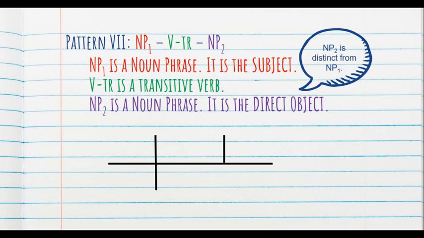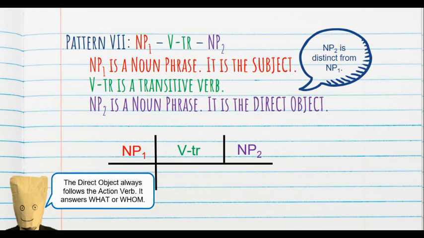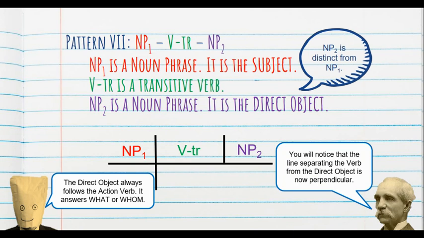So when we build these, we have a place for our subject. We have a place for our verb. Remember, it's always the subject and the verb. And now I'm going to draw a line and put in that third noun. So this looks like a pattern 3. It looks like a pattern 5. But you're going to notice a difference, particularly in the way that this line right here is perpendicular. So first off, this is what we're going to call our direct object. A direct object always follows an action verb, and it answers 2 questions, either what or whom.